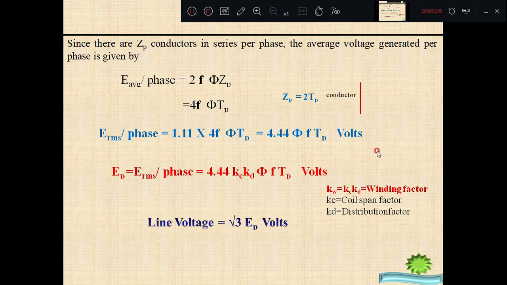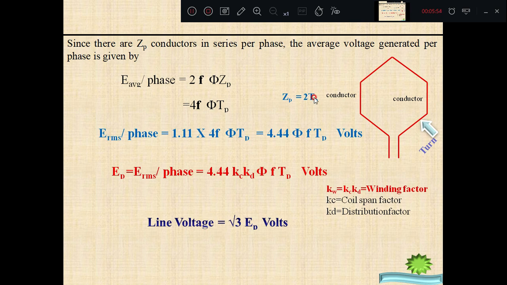Then, regarding conductors and turns: there are two conductors here, and if they are joined in series, they form a turn. Therefore, two conductors is equal to one turn, or one turn is equal to two conductors divided by 2. That is quite evident.